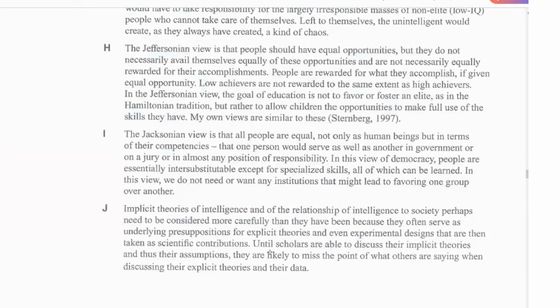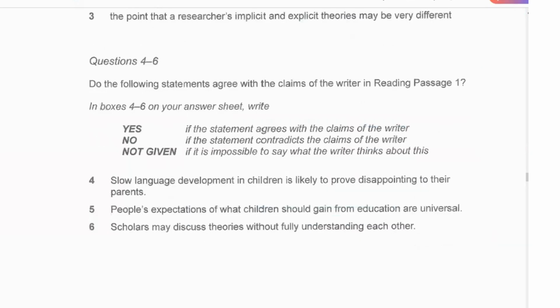I believe the answer to that number 6 should be what? Should be yes. The answer to that number 6, based on this last sentence, this last part. So I'm going to write yes for number 6. Yes. My answer is going to be what? It's going to be yes. Then I have number 1, 2, and 3.